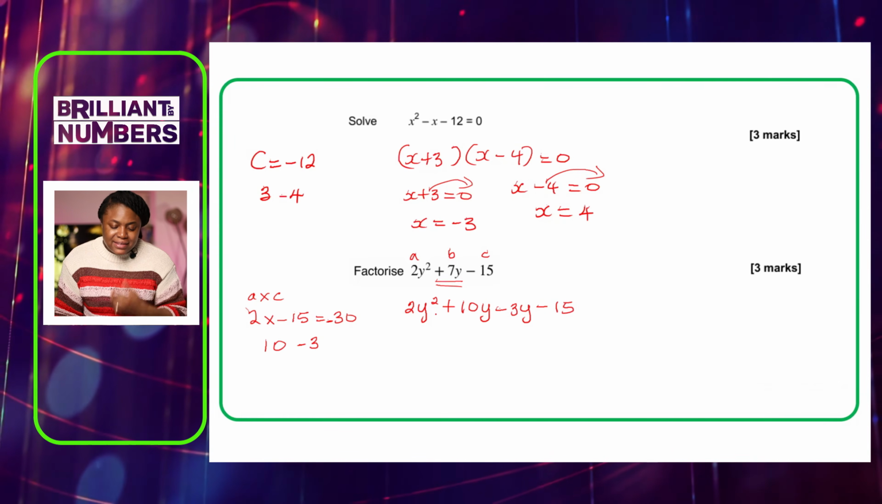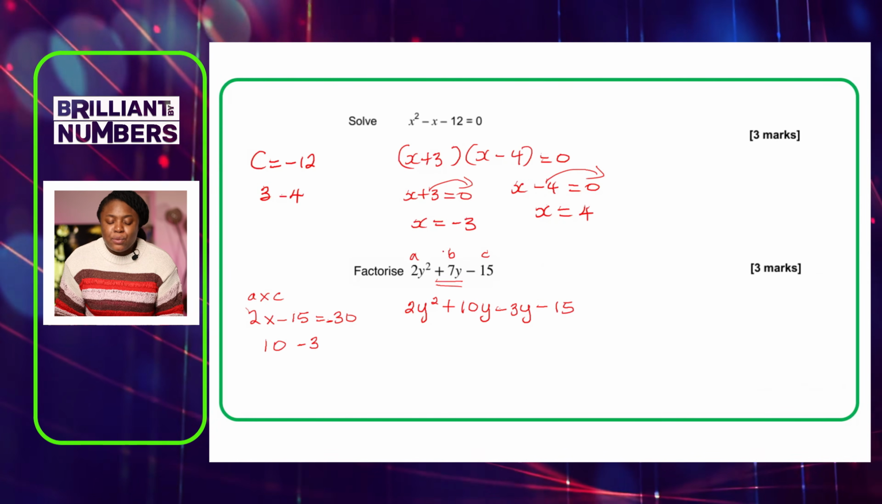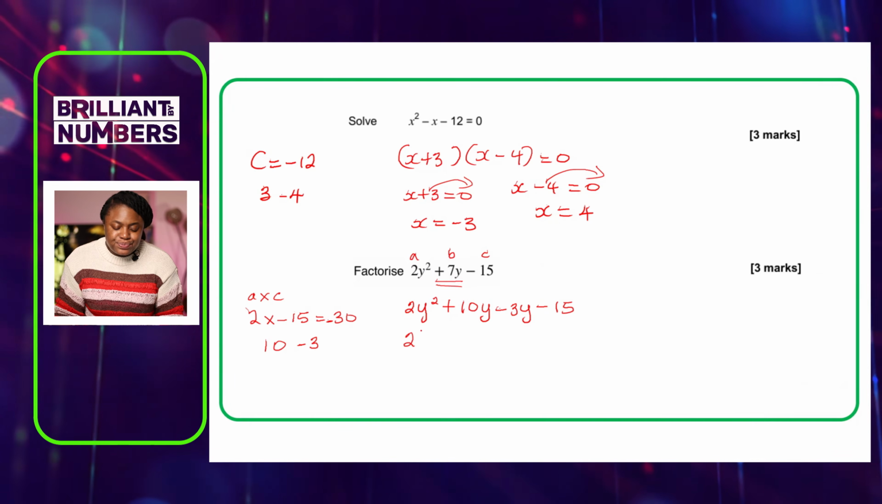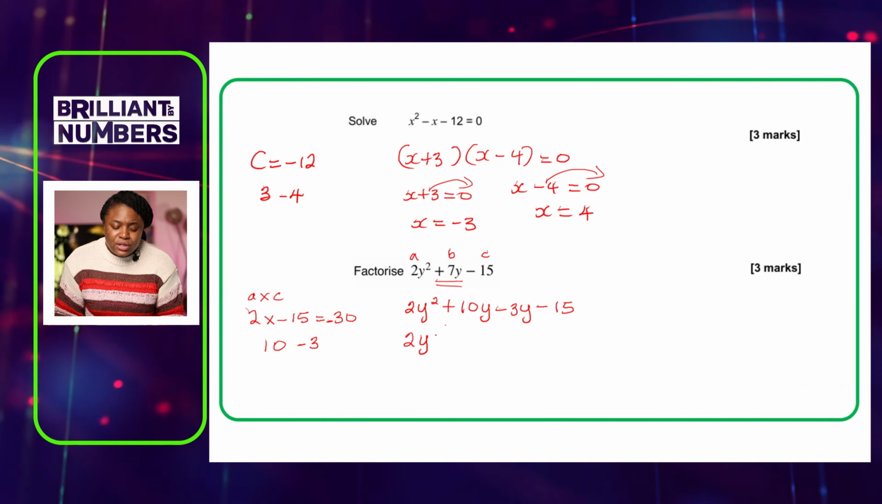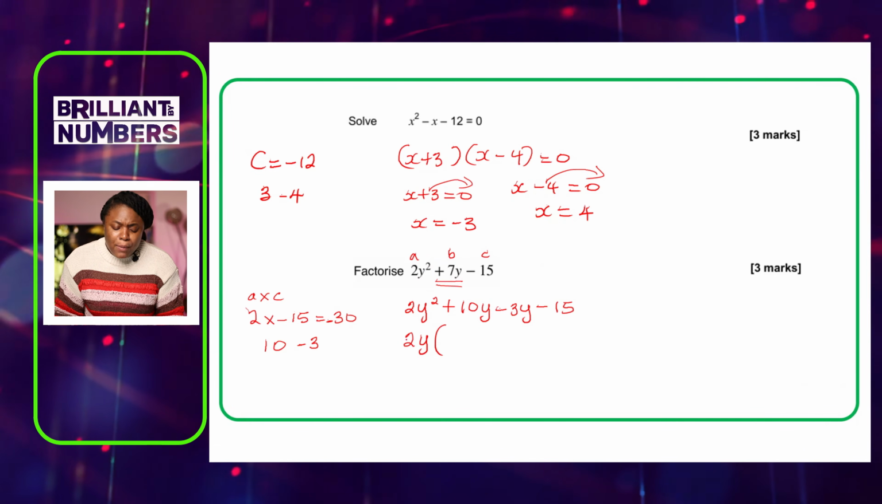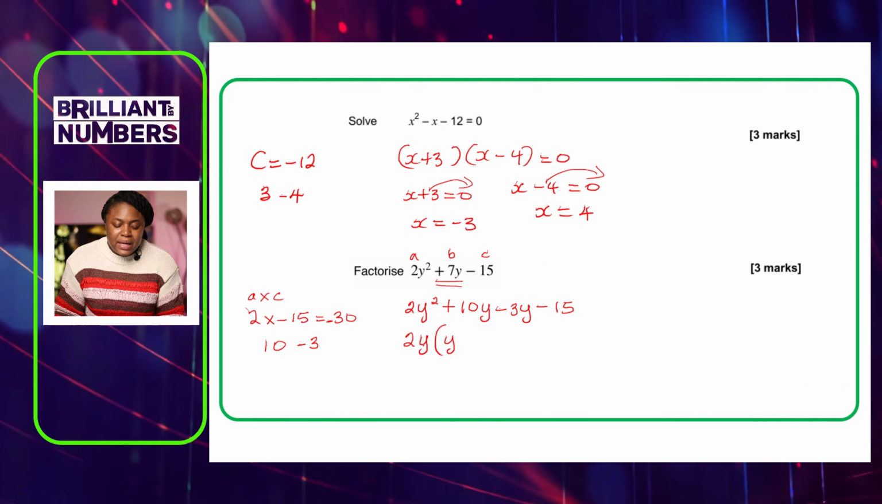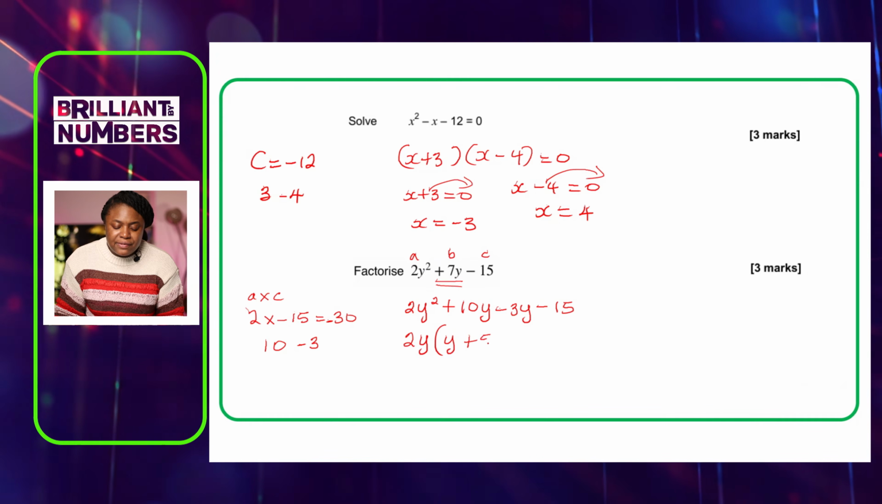So I'm going to factorize these two together. So 2y squared plus 10y. Highest common factor of 2 and 10 is 2. Highest common factor of y squared and y is y. So that's outside the bracket. What multiplied by 2y gives us 2y squared? That's y. And what multiplied by 2y gives us 10? That is positive 5.